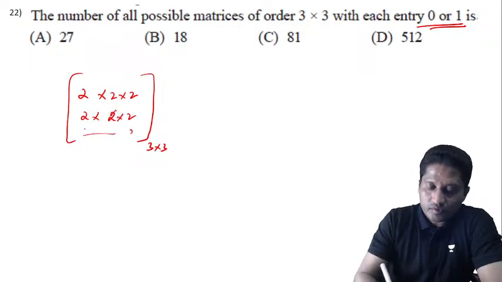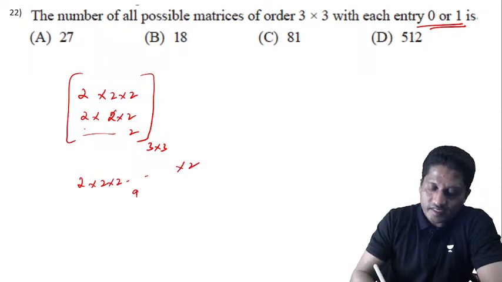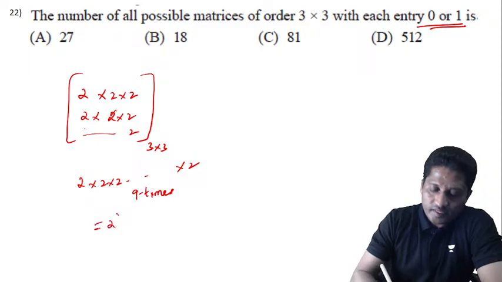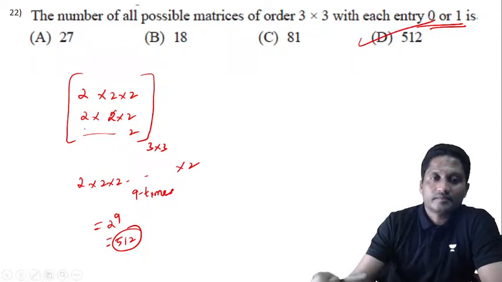up to 2 into 2 into 2, up to 2. This is 9 times. 2 multiplied 9 times is 2 power 9. 2 power 9 is 512. Answer is option D.